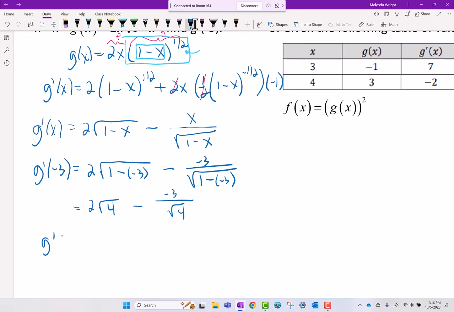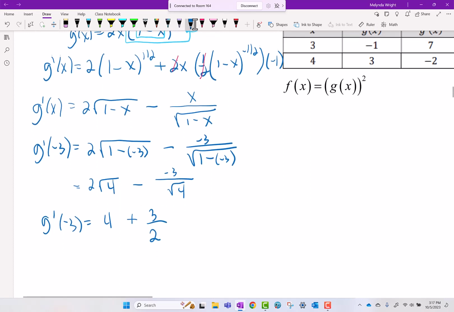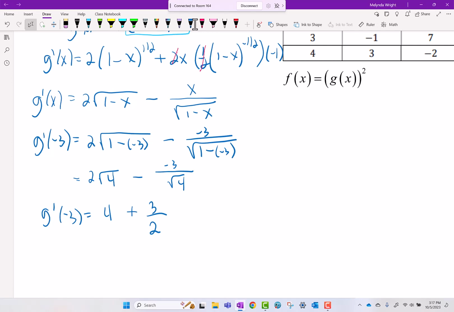Okay, so g prime of negative 3 is, square root of 4 is 2, 2 times 2 is 4. I've got the minus minus going on, so that's a plus. And then I have 3, the square root of 4 is 2. So the derivative at negative 3 is 4 plus 3/2, which would be what? 8/2 plus 3/2 would be 11/2. Help me with my arithmetic. Did I add that right? Thank you. Okay, and there's our value of our derivative. Okay, we okay?